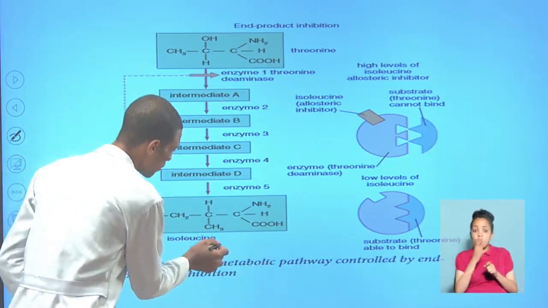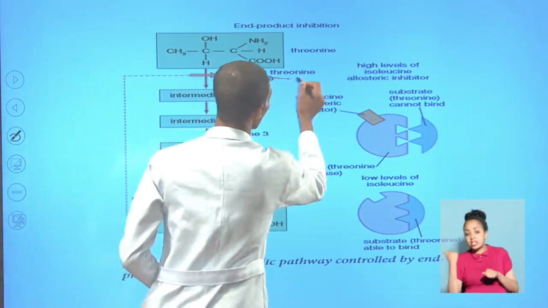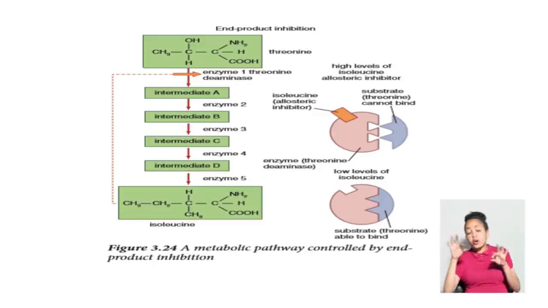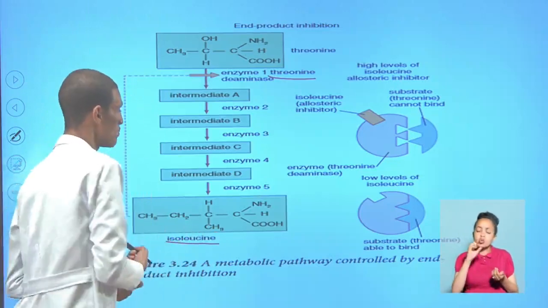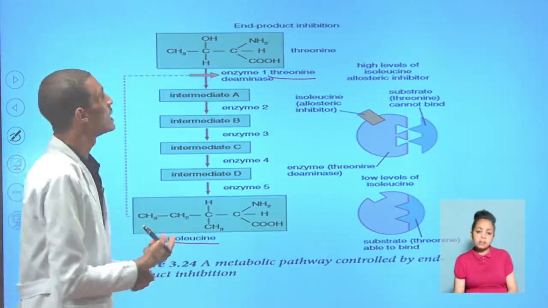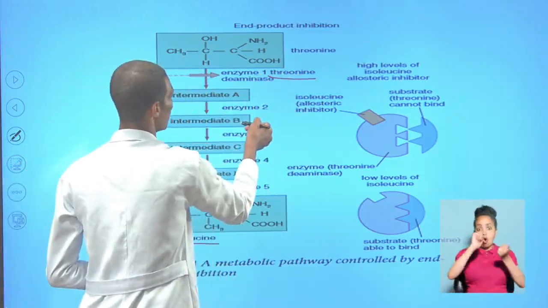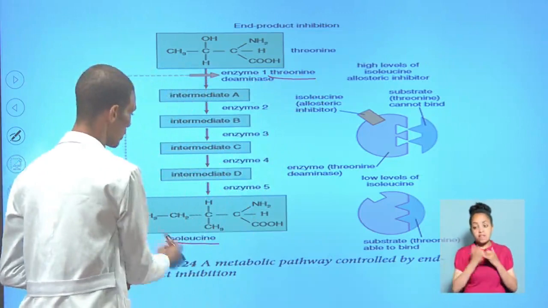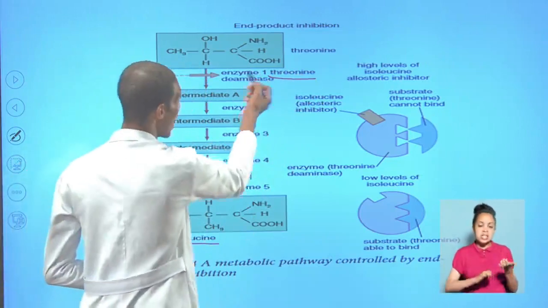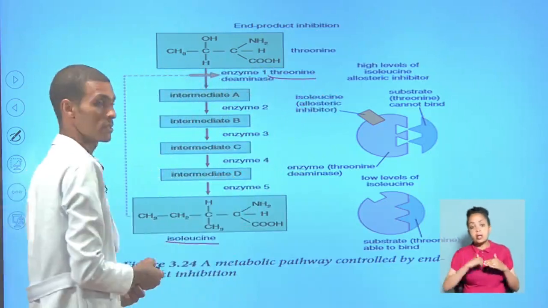So here, one type of amino acid is isoleucine. And again, there is threonine. If the requirement of isoleucine in the cell becomes increased, the concentration of isoleucine in the cell becomes reduced. This facilitates enzyme 1 to convert highly to intermediate B, to intermediate C, to intermediate D, finally to form this one. Enzyme 1 highly interacts with threonine to form another intermediate, finally isoleucine.